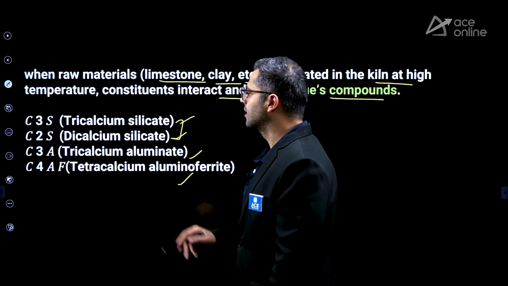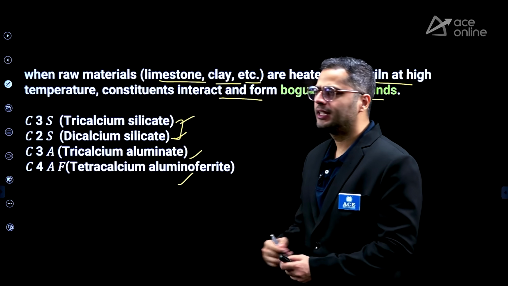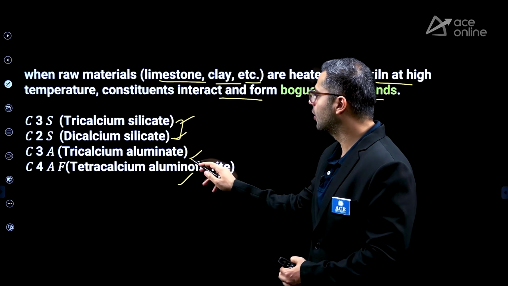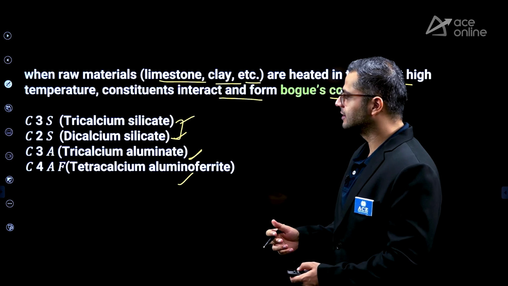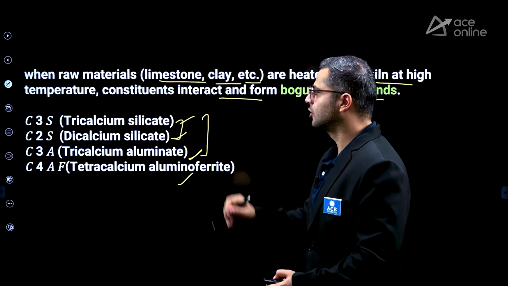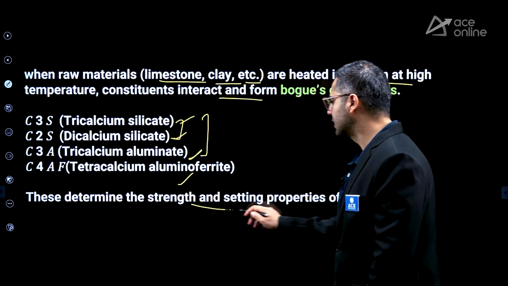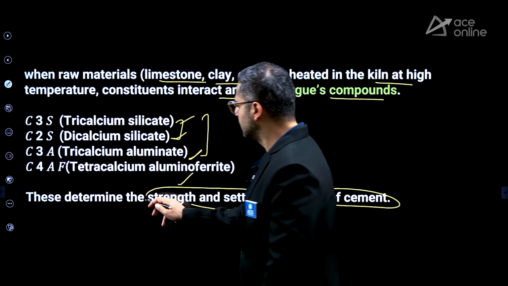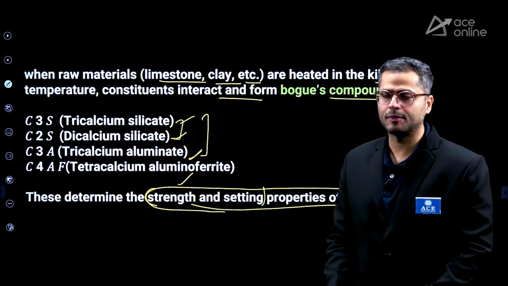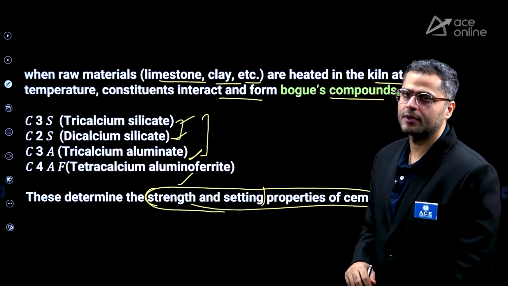Now, the strength producing Bogue's compounds are mostly C3S and C2S, and C3A is primarily a setting compound. If in excess, it leads to flash setting of your cement. C4AF has very little engineering significance, so mostly the work is being done by the top 3 Bogue's compounds. These determine the strength and the setting properties of the cement. So these are the 2 main criteria to be seen when judging the quality of cement: strength and setting are the 2 main things handled by these Bogue's compounds.